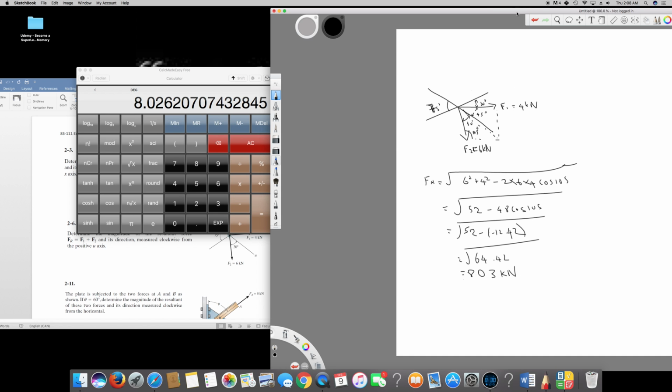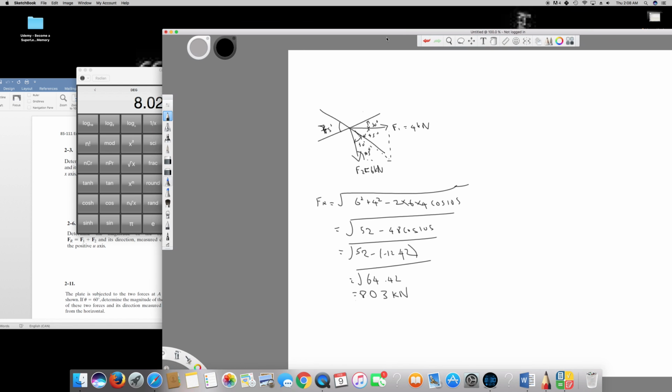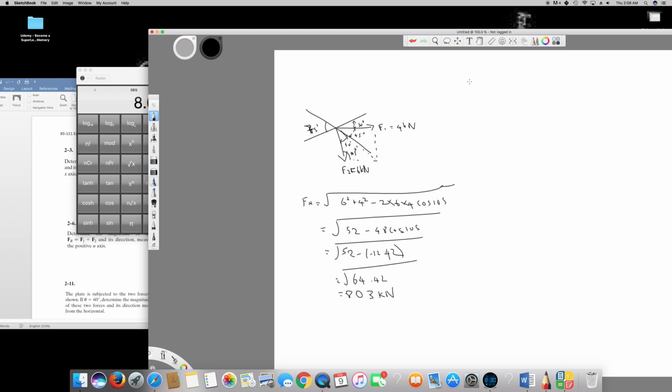We are not done yet. The question, we have to find the angle right now. To find the angle, I'm going to use the sine law. So sine law, sine theta, let's say this side is theta. If I take that theta, the opposite side is going to be parallel to this one, so it's 4 kilonewton, equal to, I have to use the resultant angle and force, and the resultant angle is 105.